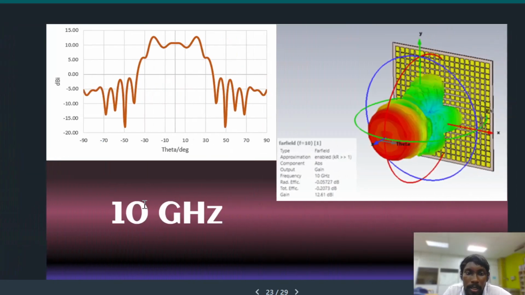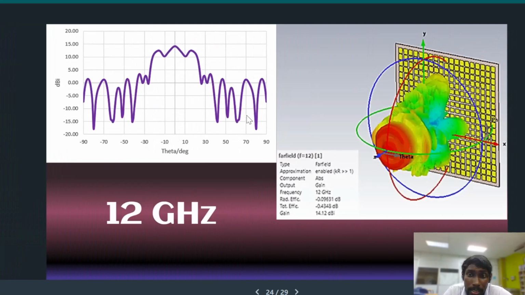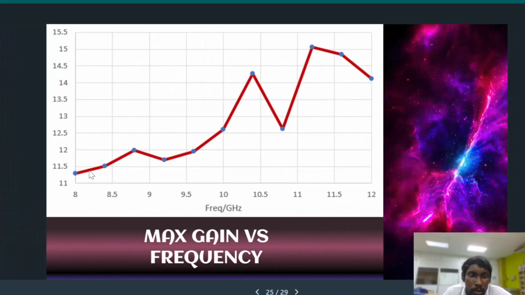And we went to 10 gigahertz, and this is the result for theta, and this is for 12 gigahertz. This is the max gain versus frequency. Again, the range I set is 8 to 12 gigahertz, and this is the frequency over here, and the max gain. The max gain is up to 3.1. That's the max gain I get for my result.